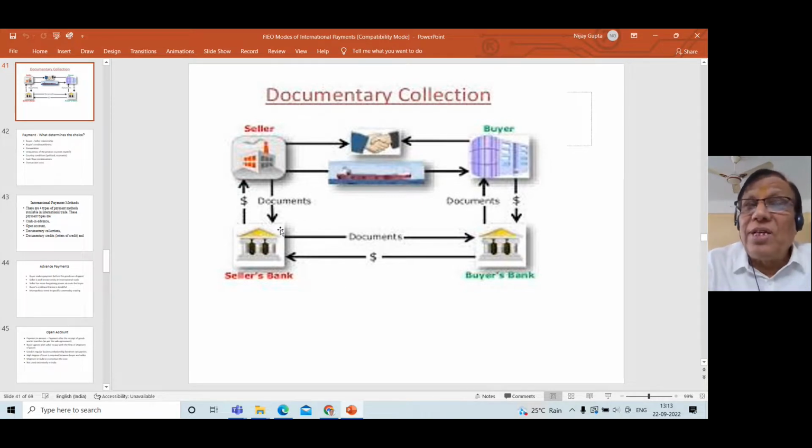Now, suppose it is on a DA basis, that is, deliver against acceptance, usance credit, term, whatever. Like domestic business, you can also allow credit in international trade. Suppose you want to give a credit of 90 days. No problem. 50% you have already got. Then after you export the goods, documents will be presented to your bank and delivered to the overseas bank.